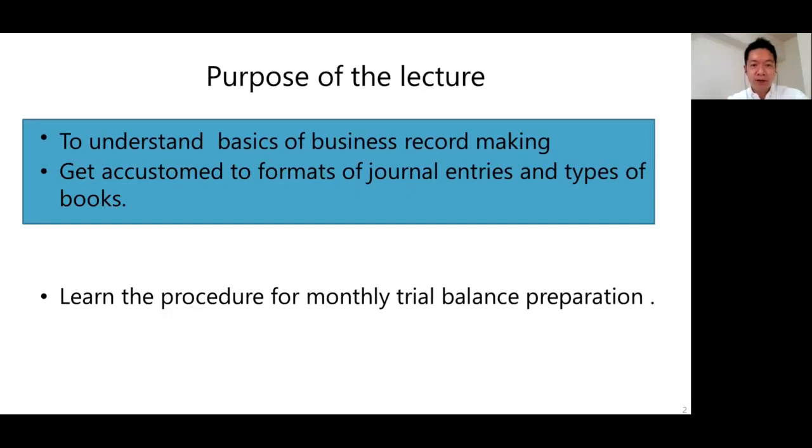And another one is the next lecture. We will learn the procedure for the monthly trial balance preparation, because accounting is not only the issue for the accounting person; the sales and purchase transactions are related. So in the next lecture, I will explain about it. But let's get started with the first lecture.